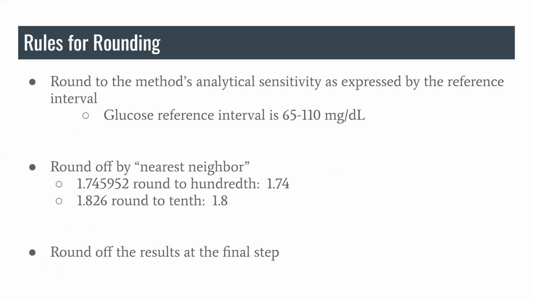Round to the method's analytical sensitivity as expressed by the reference range. For example, a glucose reference range would be 65 to 110 milligrams per deciliter. If you had received a result of 70.2, then you would report out 70 because the reference interval was in whole numbers.